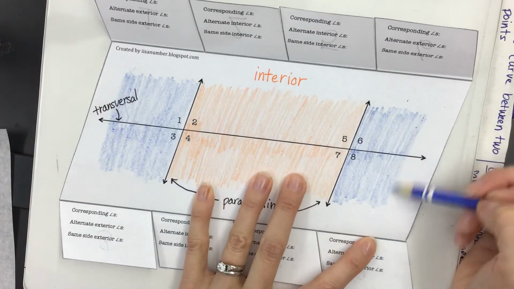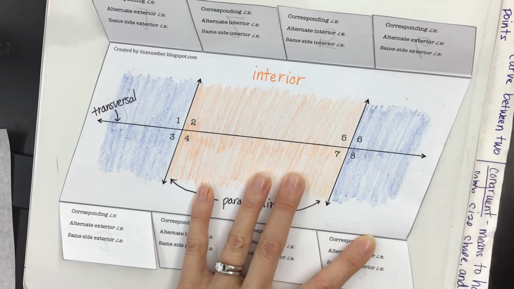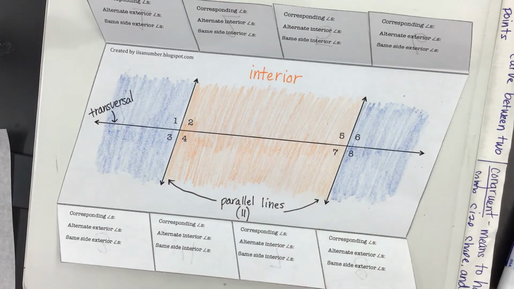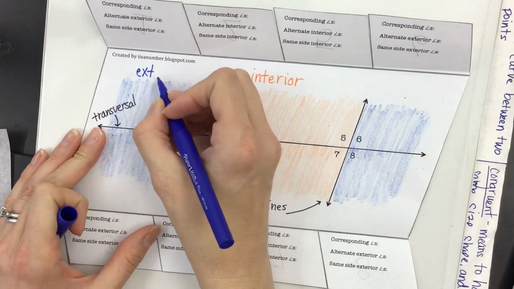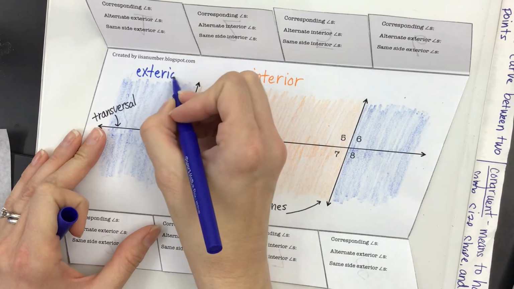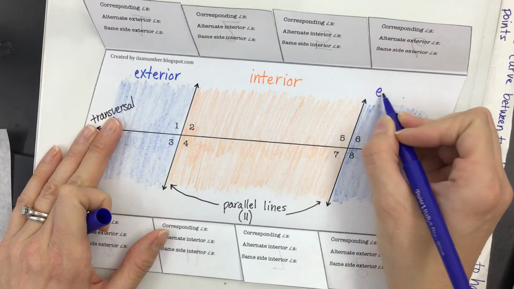And we'll go ahead and label these angles. These are our exterior angles. We have exterior angles over here and over here.